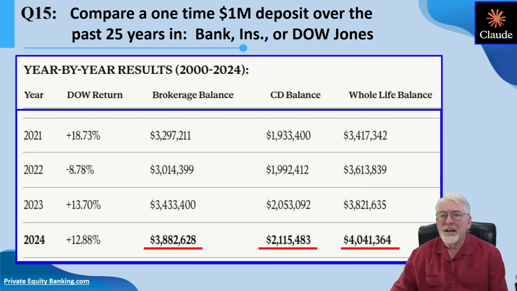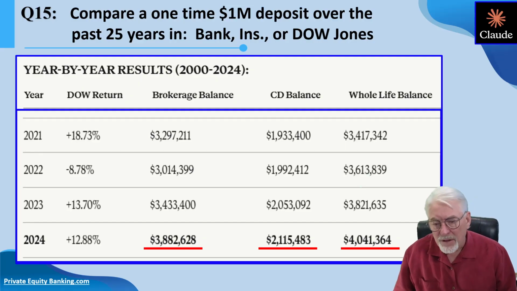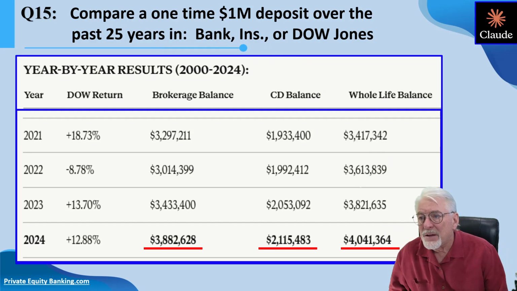I want to make a comment there. Keep in mind, that number is the cash value that you have in your account. Your death benefit after 25 years is still going to be 2 to 3x more than your cash value. So your death benefit's probably going to be somewhere between $8 and $12 million if you were to pass away after those 25 years. So keep that in mind too.